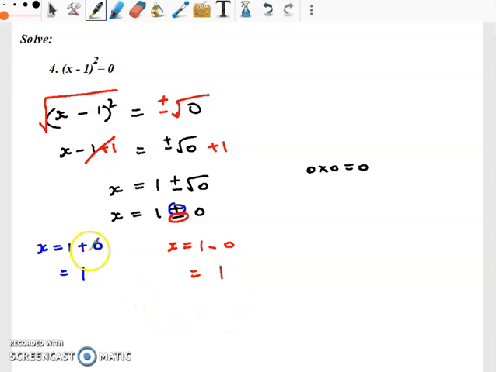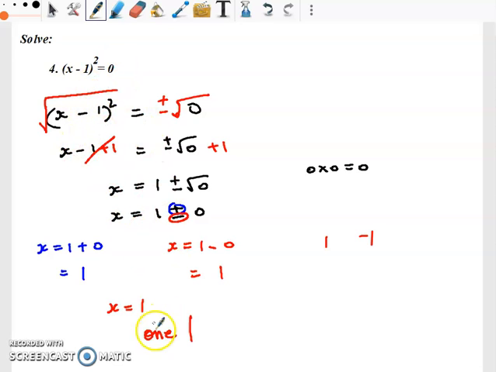So due to the fact that we got 1 for both values, for both sections, that means x is just equal to 1, because you just have 1 in the number system. You have a 1 and you have a negative 1, but you just have 1. So x is equal to 1.